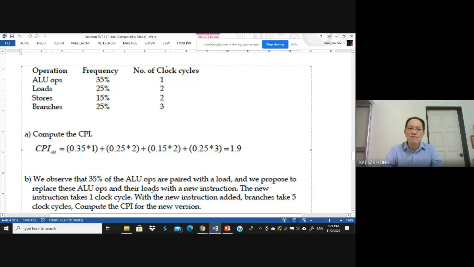And then we propose to replace this ALU operation and their load. Okay, let me tell you what this is. Let me explain a little bit further. I will turn on the whiteboard.